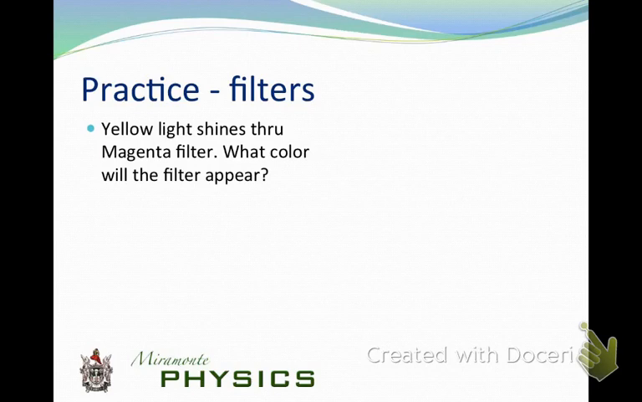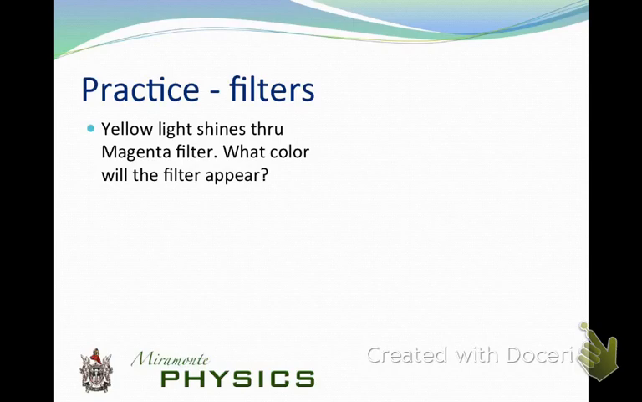Magenta. Yellow light shines through a magenta filter. So yellow only has red and blue. Oh, well, the filter. So what do you think now? Yellow light is a combination of what two colors? Red and green. Good, red and green.